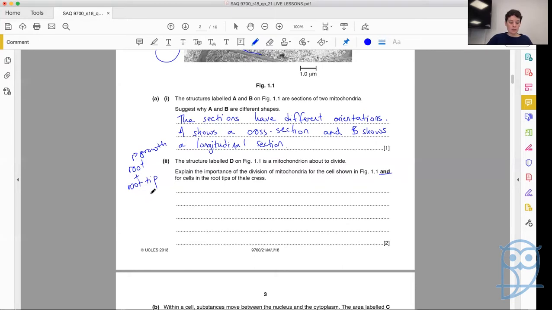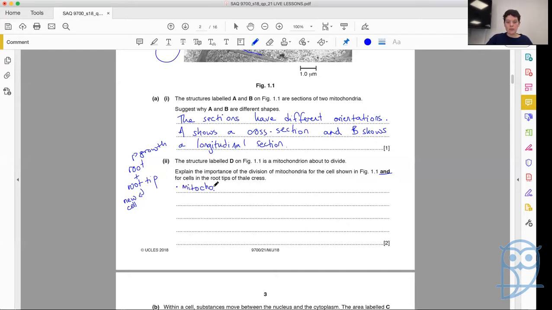In the root tip, remember, this is a region of cell division. So here we would be looking at needing new mitochondria for new cells, because when we divide into two daughter cells, both of those daughter cells are going to need mitochondria. In order to do that, we need to replicate the mitochondria. So we'll start with an overall point: what is the be-all and end-all for mitochondria? It's the production of energy.